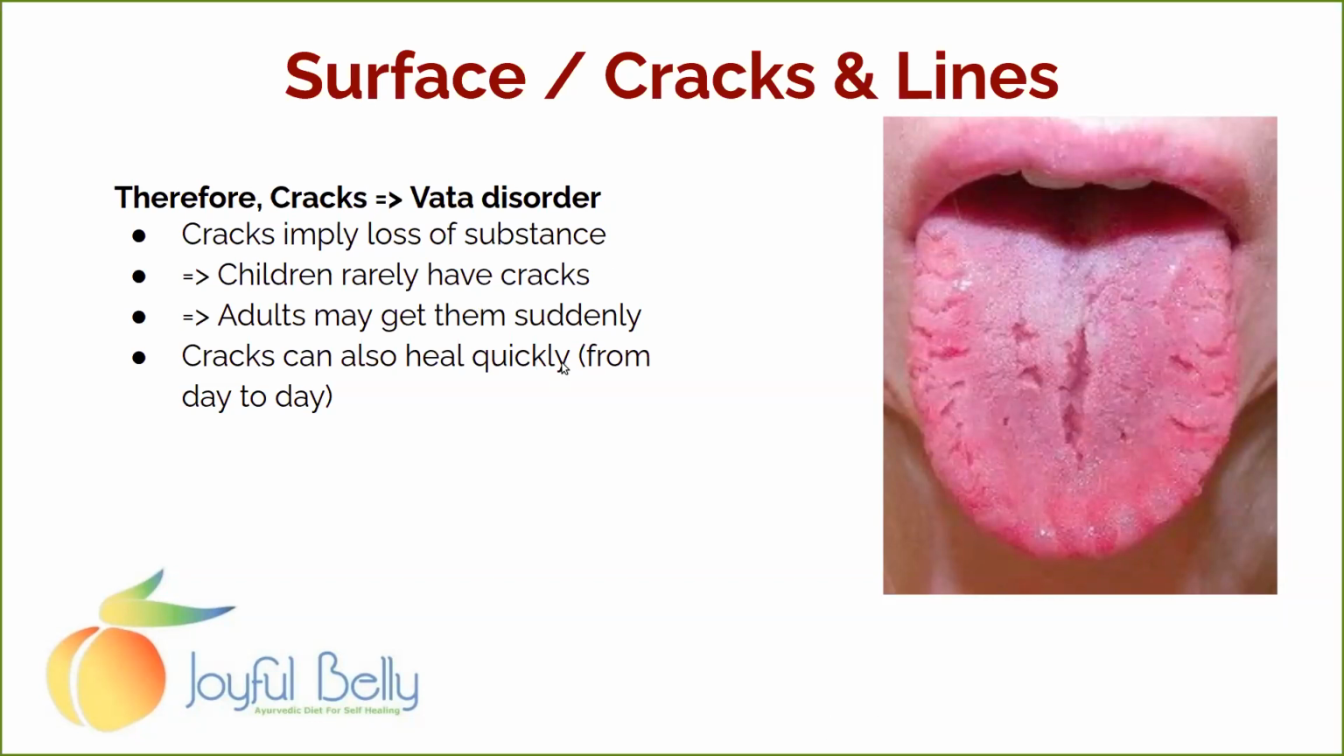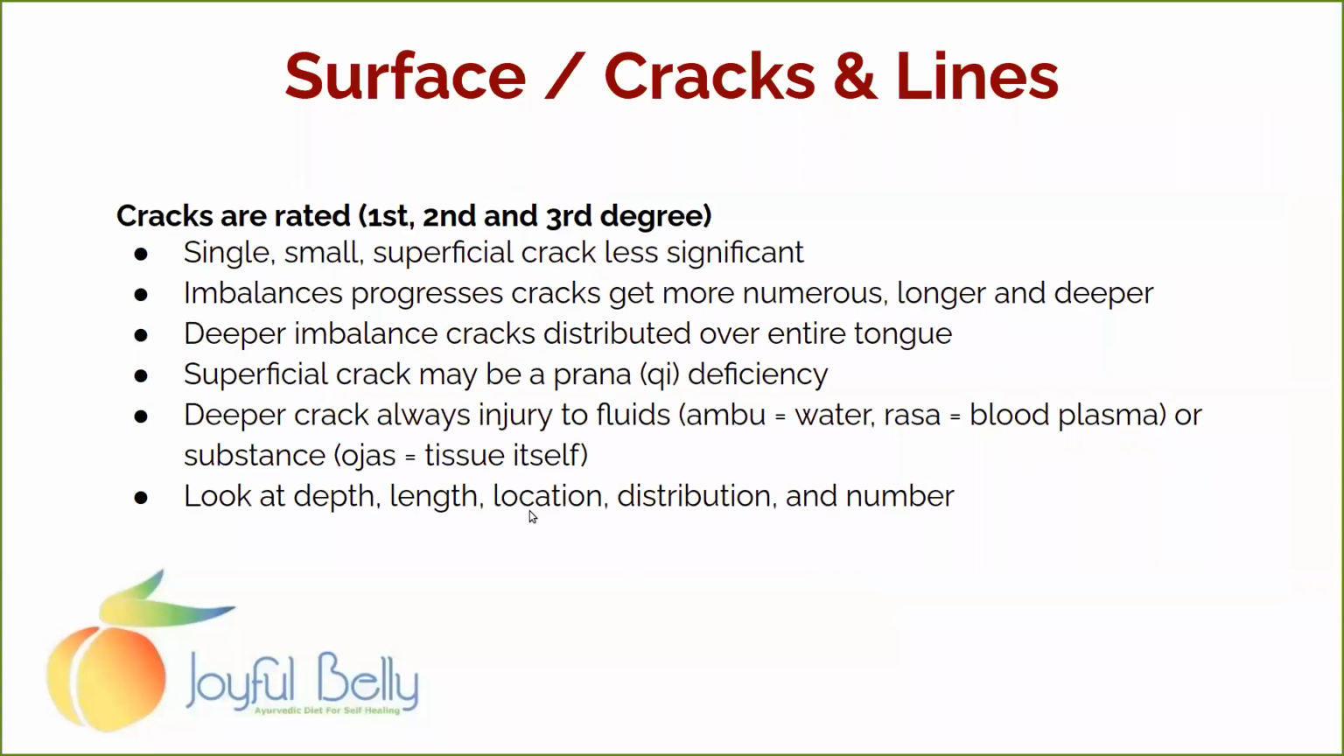That's vata. So kids rarely have cracks. And adults frequently do have cracks that get deeper and longer and more in number over time. And also, cracks can come and go very quickly. Like a person could have an extremely stressful day, have lots of cracks in their tongue. Two days later, their tongue may have no cracks. And that does happen. So a single small superficial crack is less significant, but as the cracks get more in number, deeper, and longer, it's more of an imbalance. And cracks are always a sign of injury to fluids.